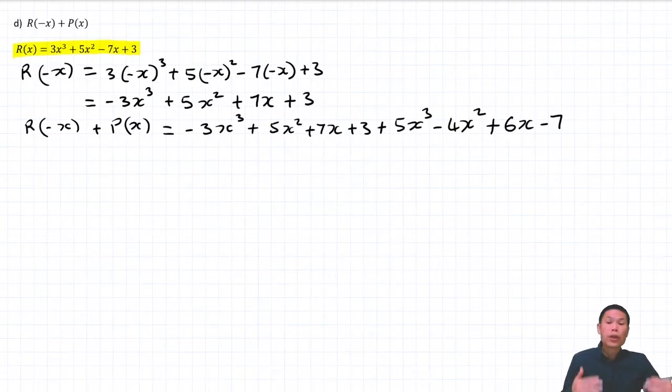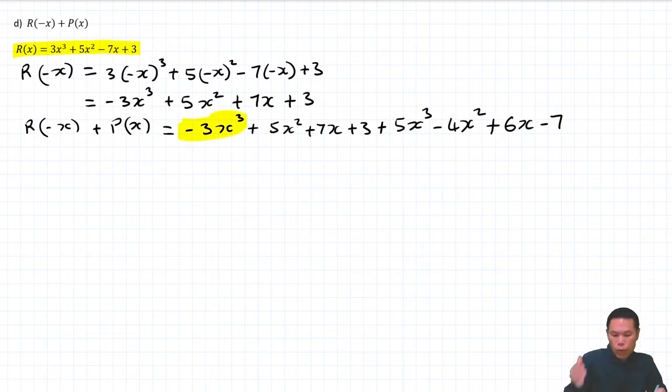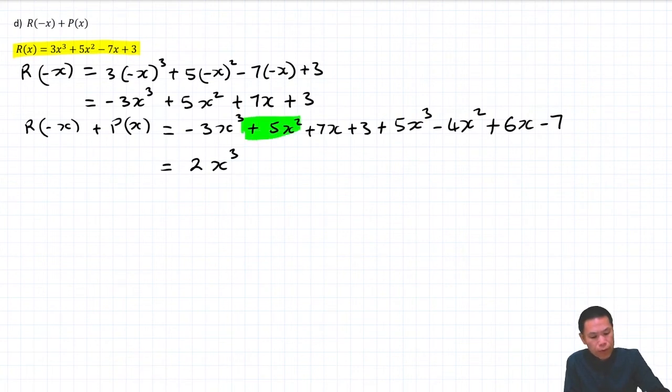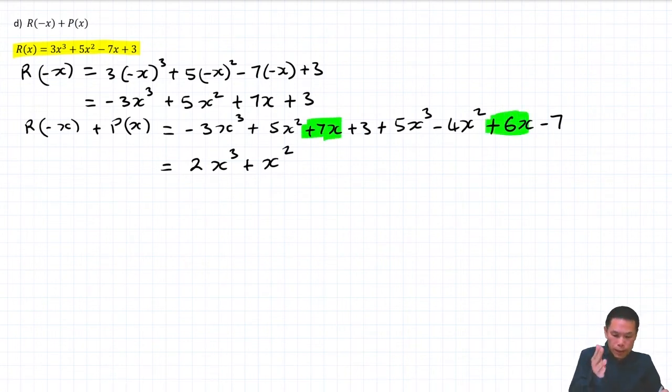There you go. So now I just collect like terms, okay? So we have negative 3x to the power of 3. And then we have 5x to the power of 3. So negative 3 plus 5 is 2. So the answer is 2x to the power of 3. And we have 5x squared here. And we have minus 4x squared. So 5 minus 4 is 1. 1x squared, we don't write 1x squared, we just write x squared. So plus x squared. Now we have 7x here. And we have 6x. So 7 plus 6 is 13.